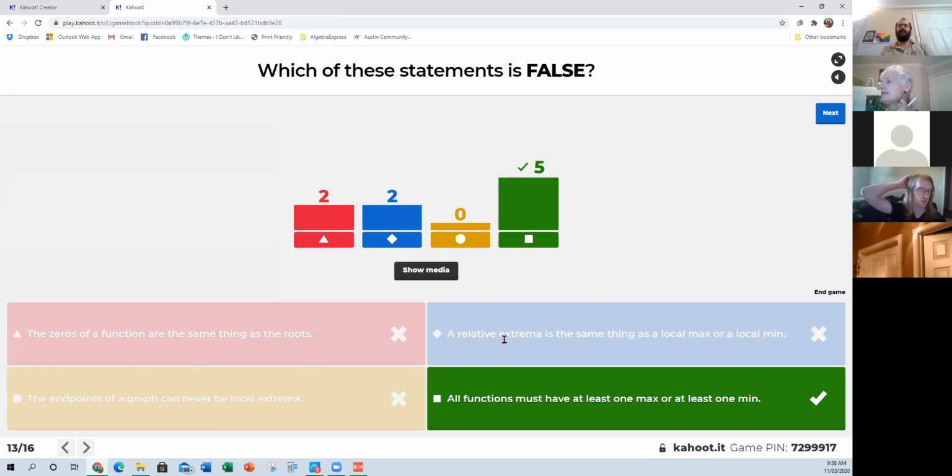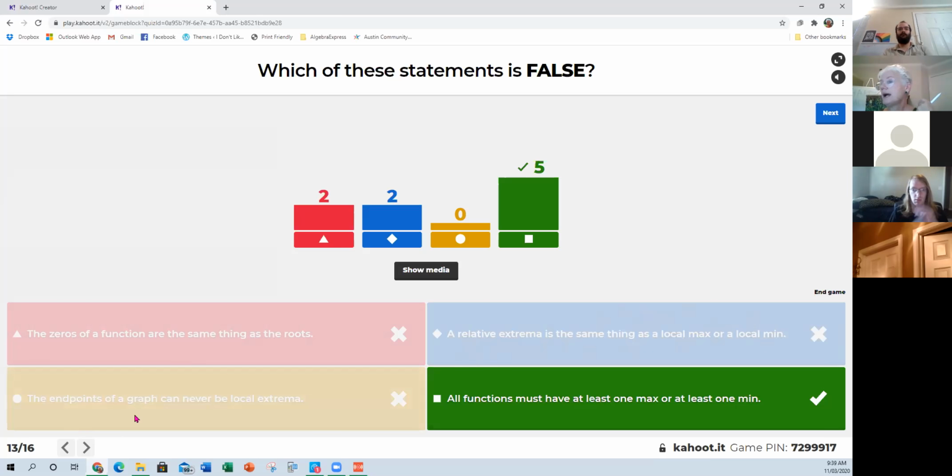All right, a relative extrema. The reason I put this one in here is because people go, what the heck is an extrema? An extrema is just the same thing as a max or a min. So anytime you see the word extrema, that means it's a maximum or a minimum. It might be either one. It's just another word for a local maximum or minimum.